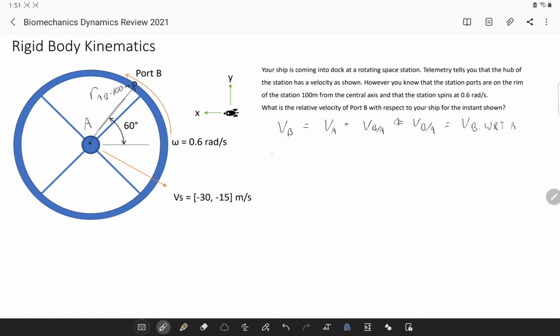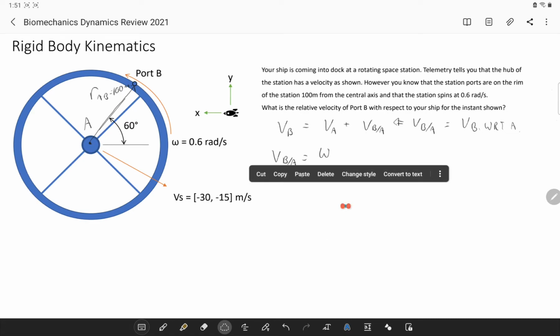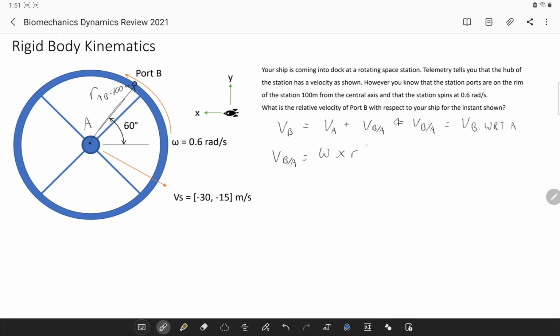We also know that the velocity of B with respect to A, if this is a rigid body, is equal to omega, the angular velocity of the station, crossed with the distance vector from A to B, R_AB. I can leave these as vectors, but I'd have to define the third direction, the z-axis. I can also do this with scalars: omega, the magnitude, times the magnitude of R_AB as a distance. Then I figure out the direction from the trigonometry of what I have here on the board, which makes it easier for this 2D example.